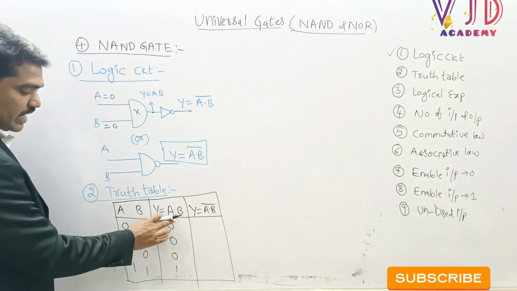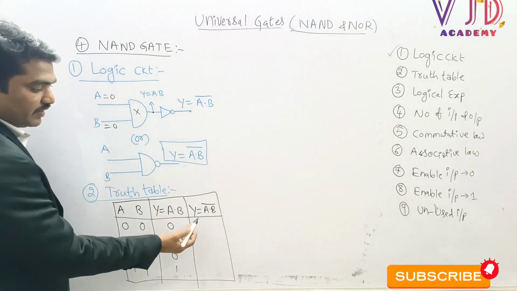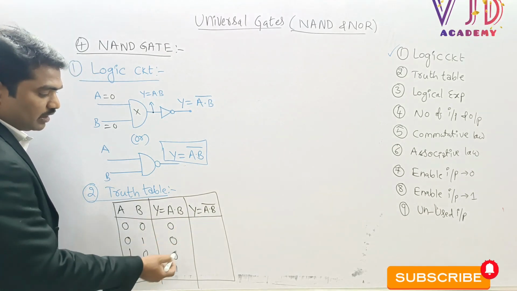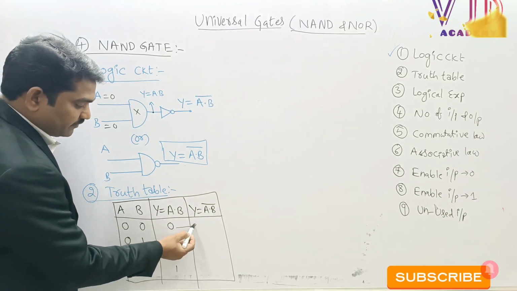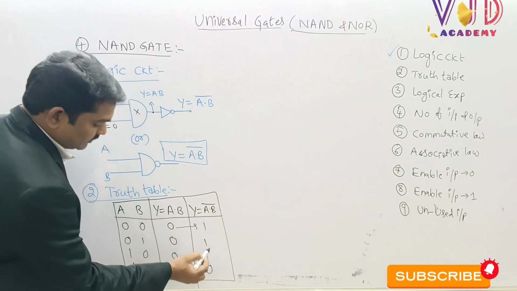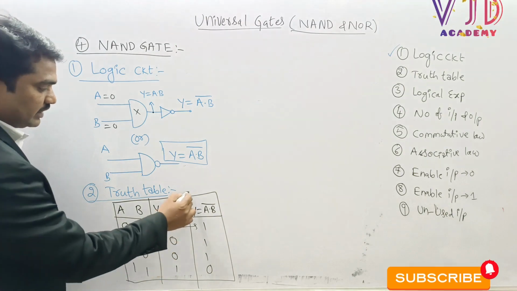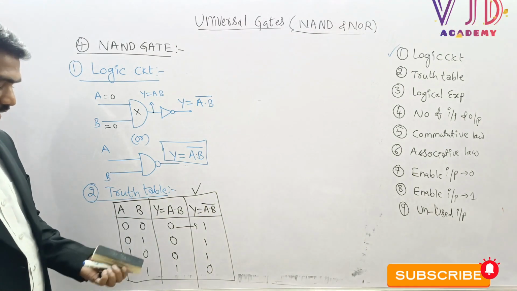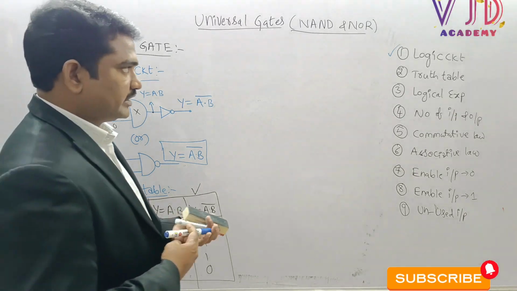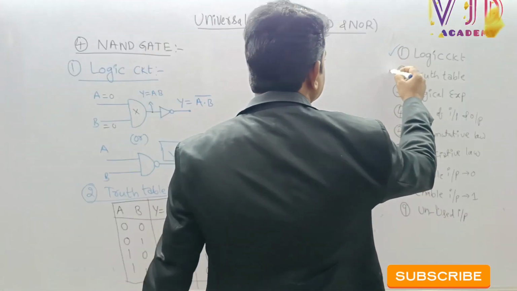So now A into B output is this. When we complement this output, automatically 0 will become 1, 0 becomes 1, 0 becomes 1, and 1 becomes 0. This is the output of NAND gate, the truth table of NAND gate. Now we have completed the second point.